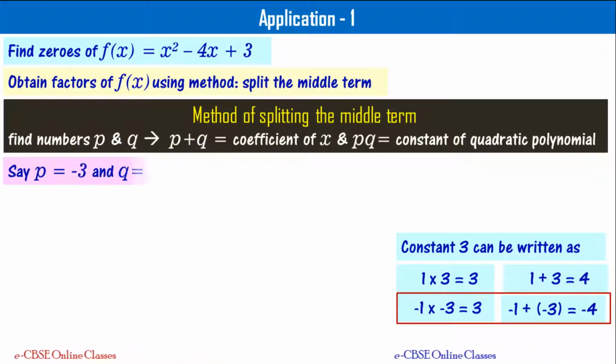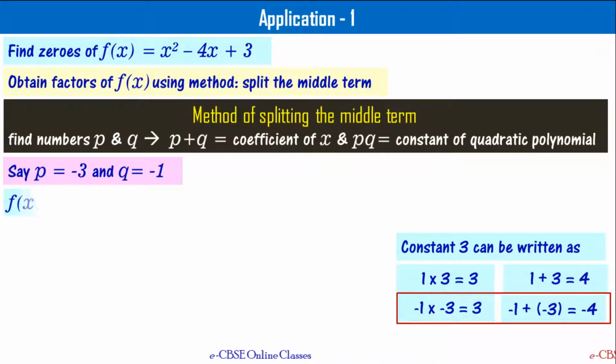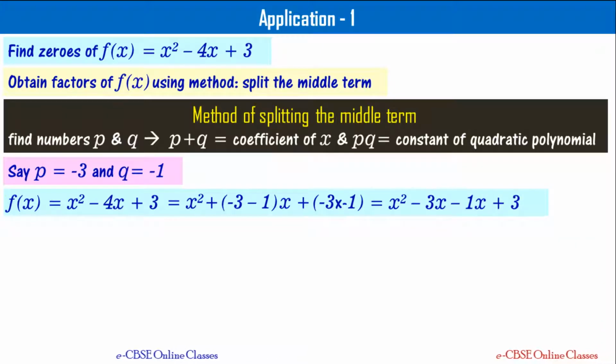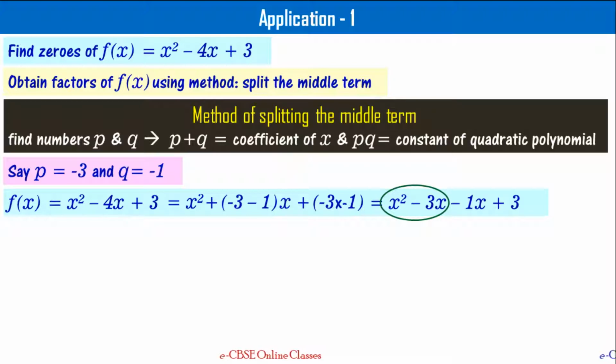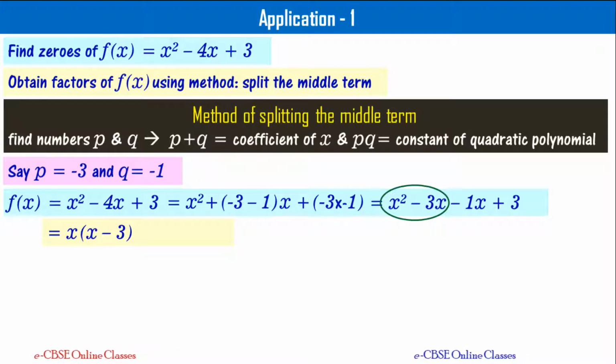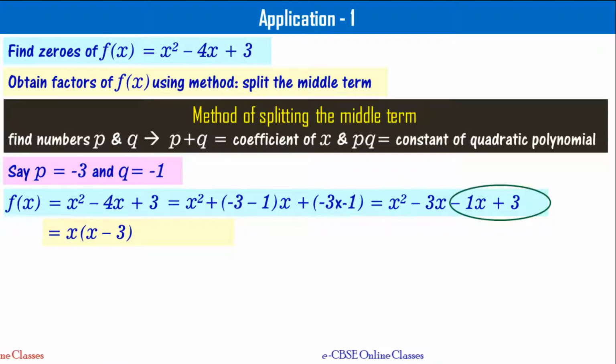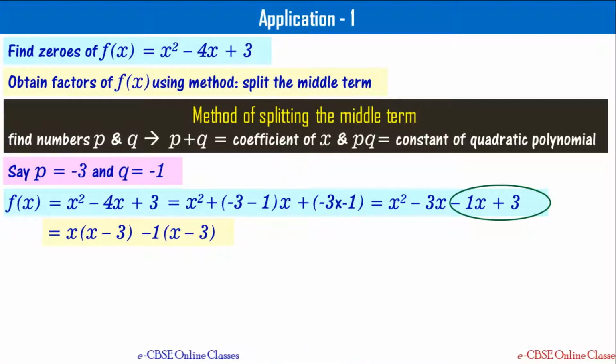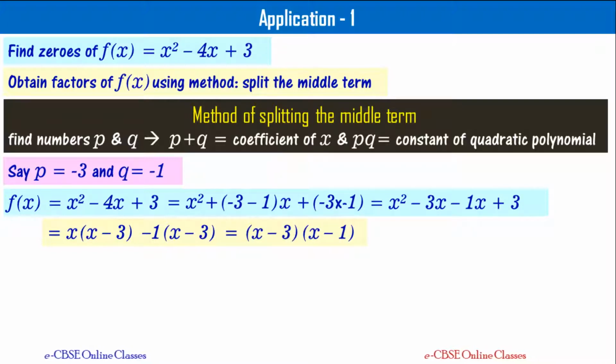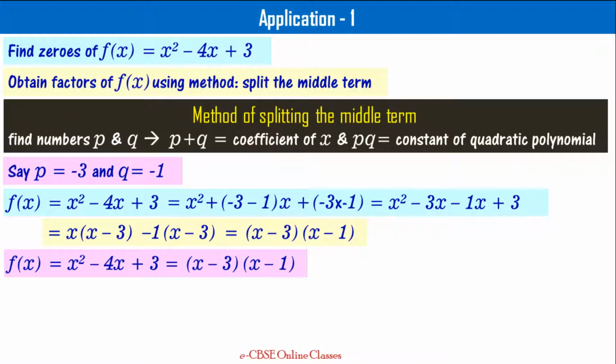So now we can say that p equal to minus 3 and q equal to minus 1. So that f of x can be written as x square minus 3x minus 1x plus 3. Right? If you take x as a common factor out of the first two terms, you can write it as x times x minus 3. And when you take minus 1 as the common factor from the last two terms, you can write it as minus 1 times x minus 3. From this expression, you can take x minus 3 as a common factor to write it as x minus 3 times x minus 1. So f of x becomes x minus 3 times x minus 1, right?